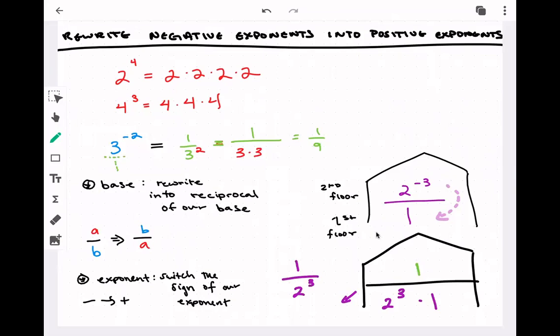I hope this video was helpful and you have a better understanding of how to rewrite negative exponents into positive exponents.